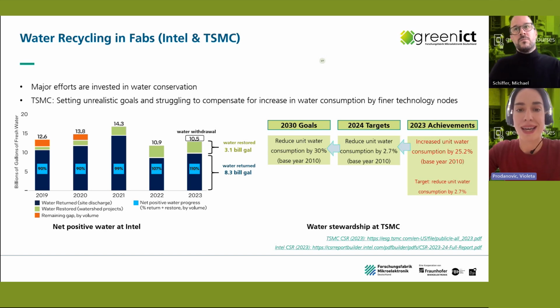On the other hand, on the right side, there is an example from TSMC. TSMC seems to be falling behind their internal targets in 2023, where they were supposed to reduce the unit water consumption by almost 3%. They actually increased the same by 25.2%, and the base year was 2010. So they're trying to now reach the 2023 target in 2024. But yeah, the goals just seem to be a little bit unrealistic, judging by their CSR reports.